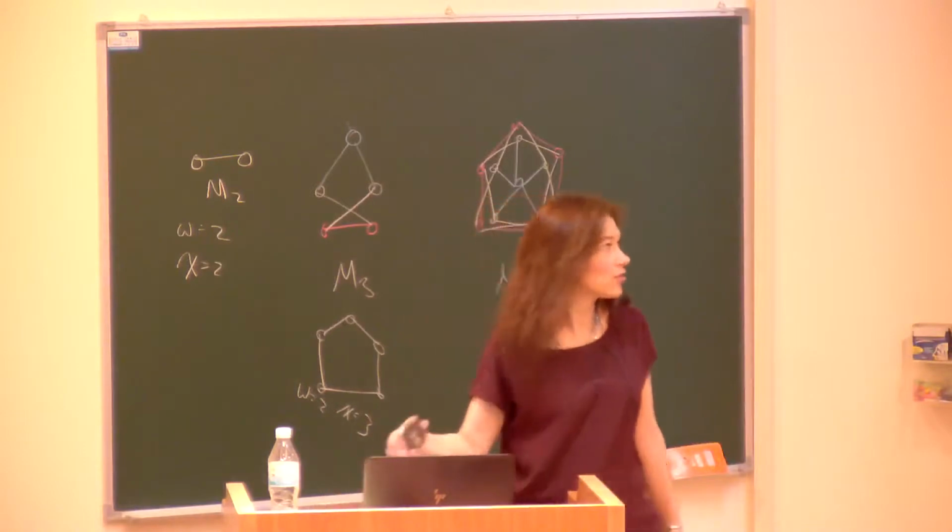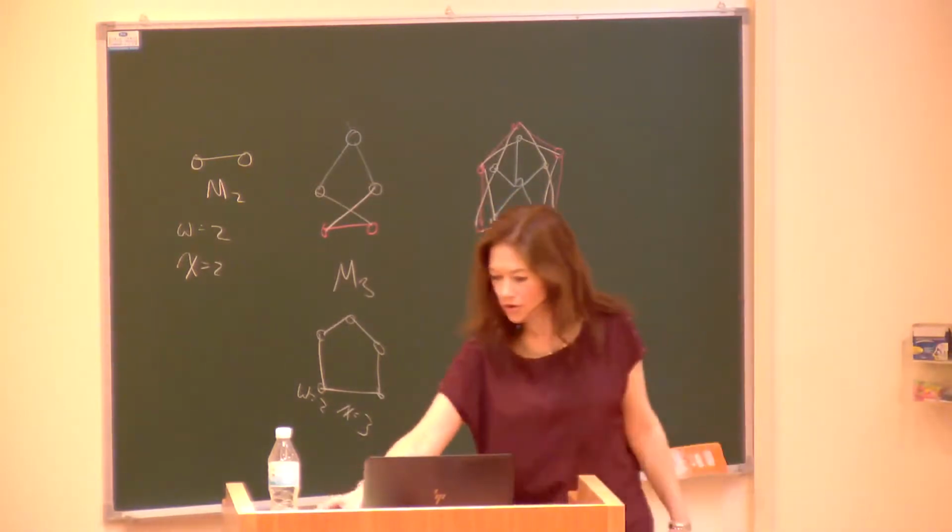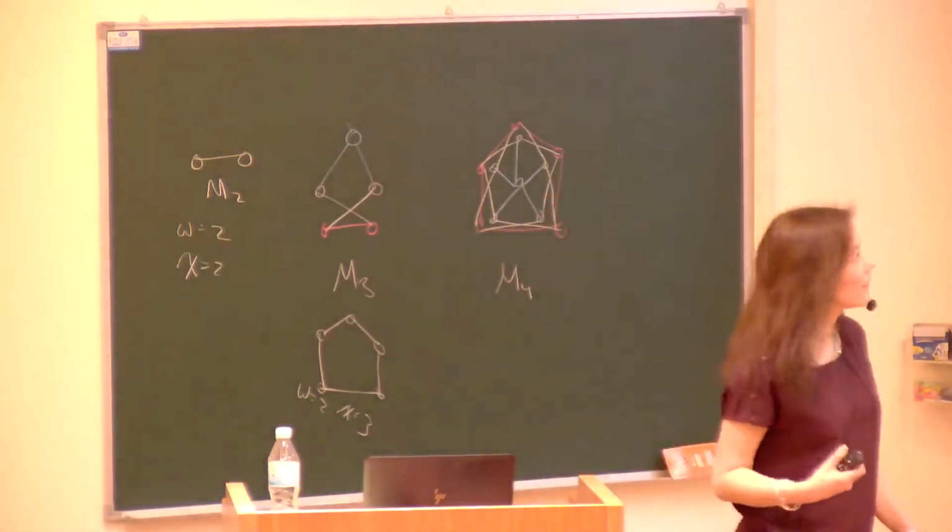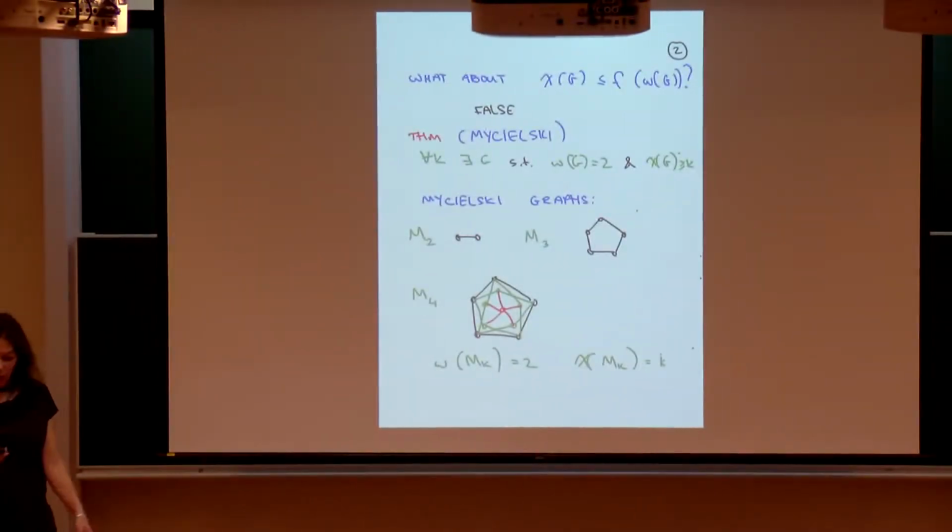So that's a construction that tells you that in general, chi is not bounded by a function of omega.